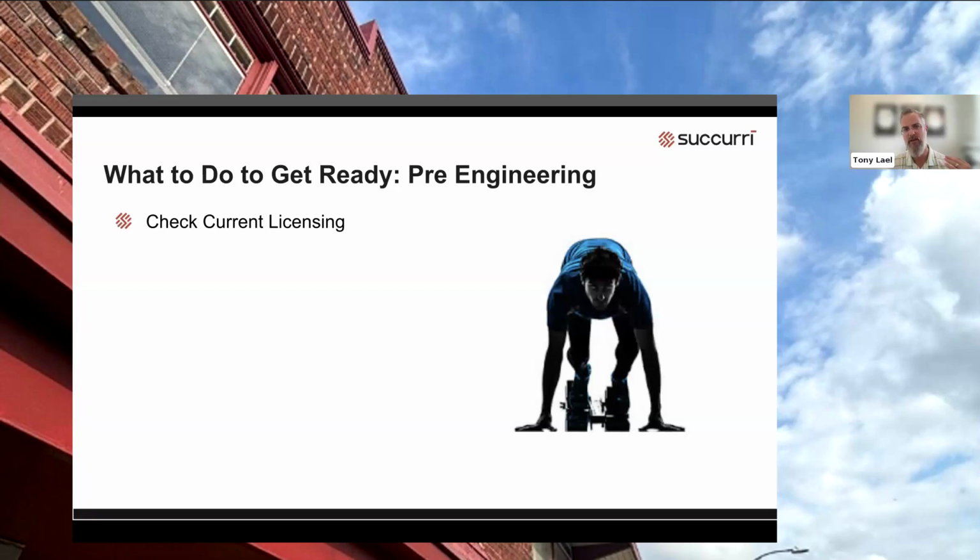So it's about understanding why you're doing it. What are the business reasons for doing it? And spend a lot of time in pre-engineering so you're not stepping over yourself when you actually go to execute it.